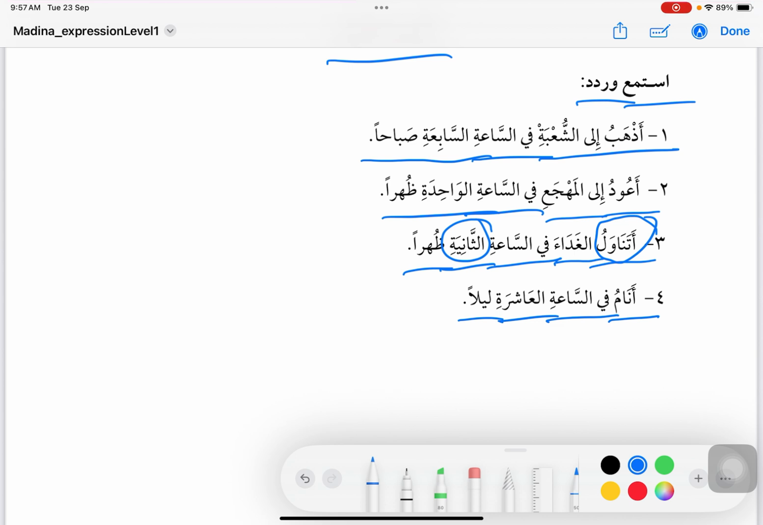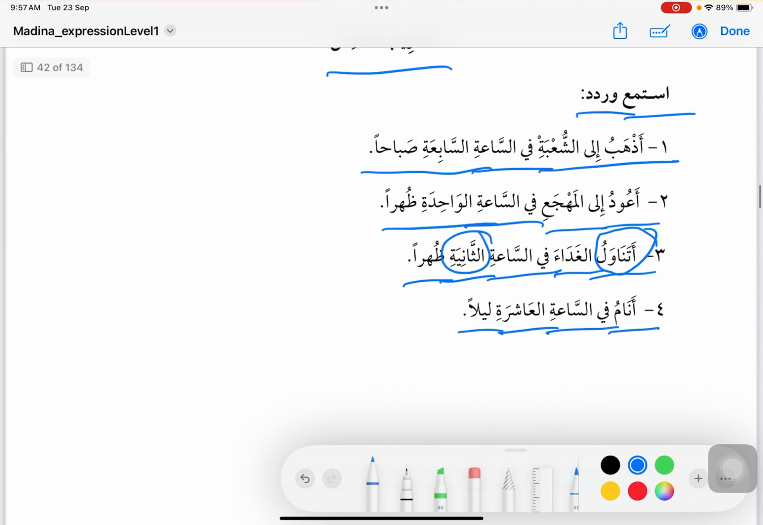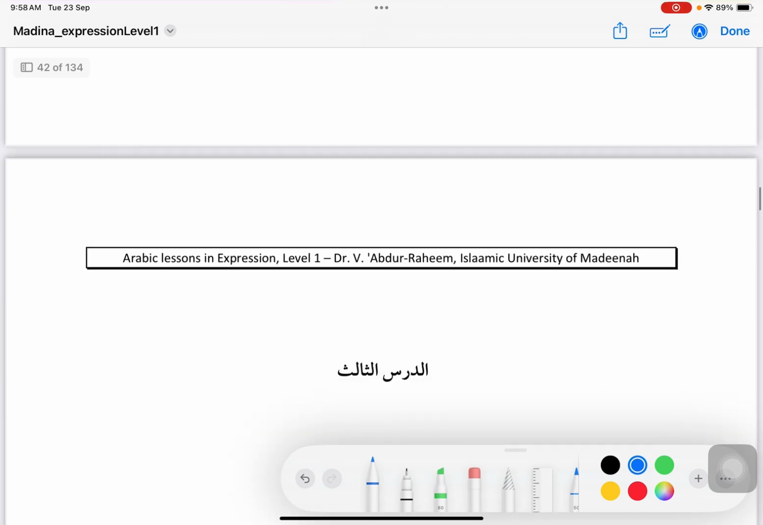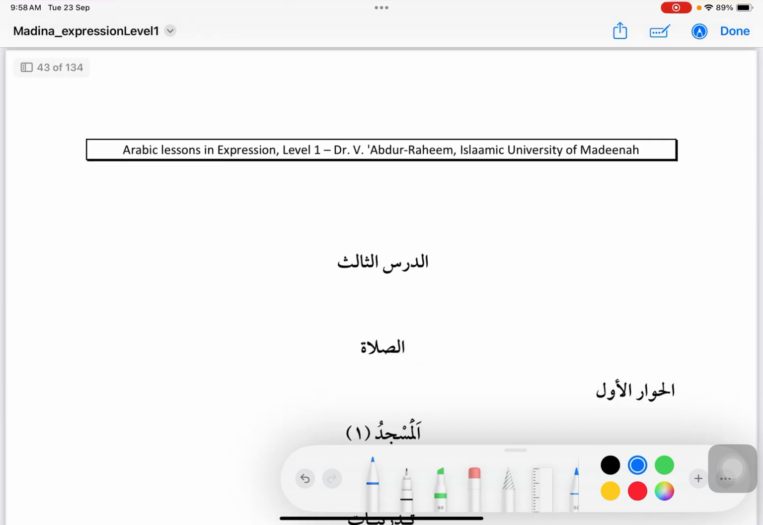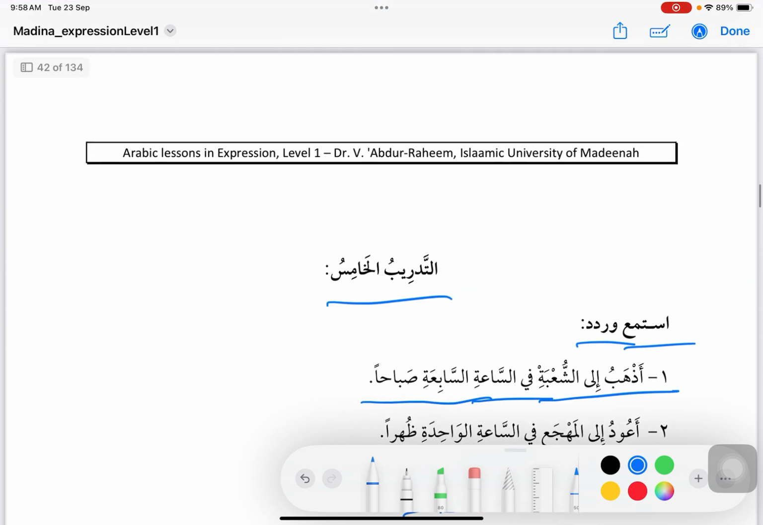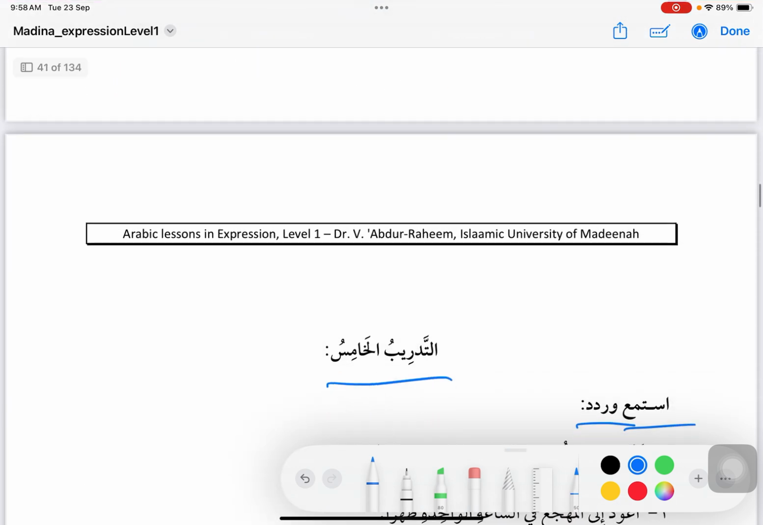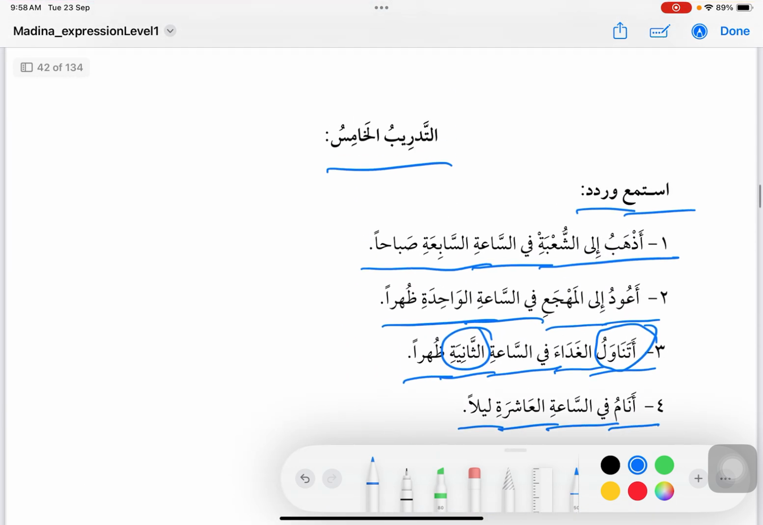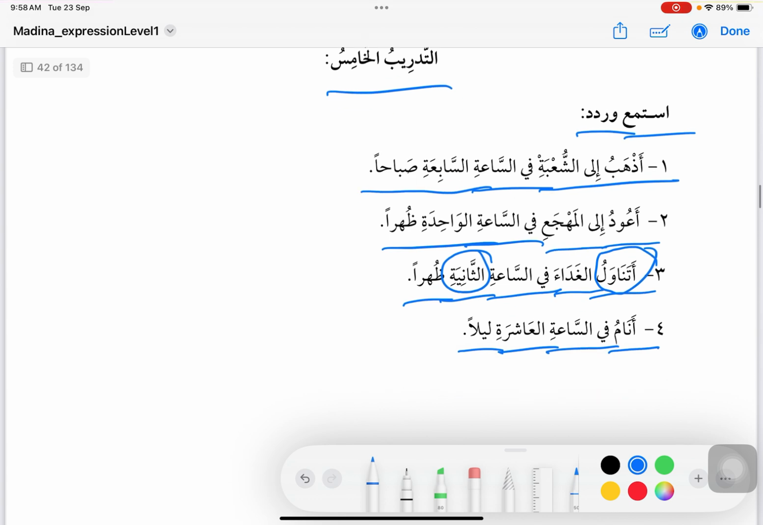Okay, so this brings us to the end of this lesson. Inshallah, we will start from the Ad-Dars Al-Thalith in our next lesson, inshallah. So we had some really good practice, so you should practice writing them and repeating them, inshallah. And we will continue from here.